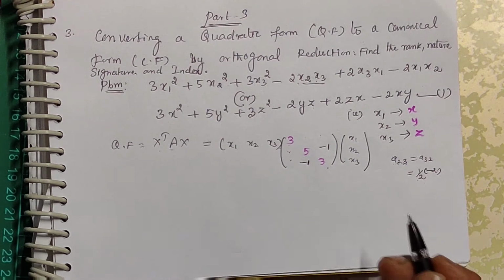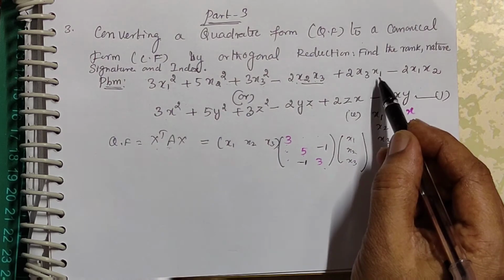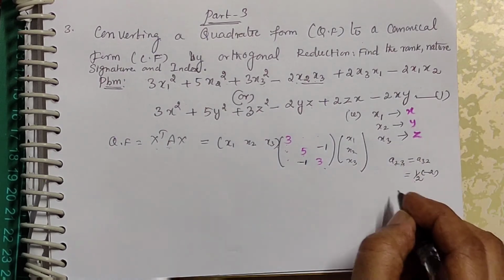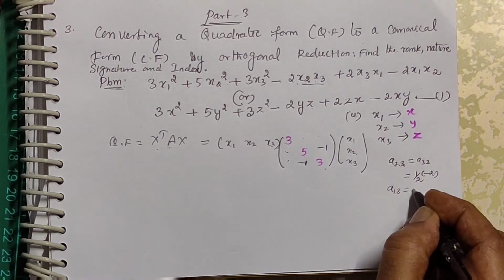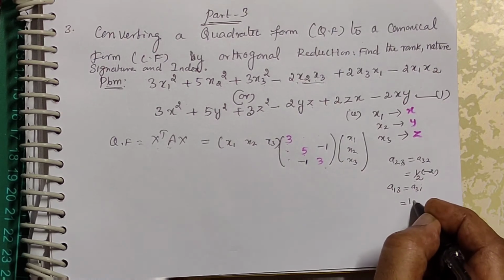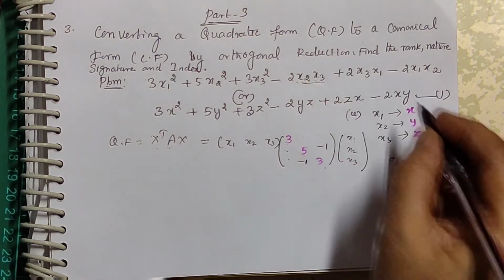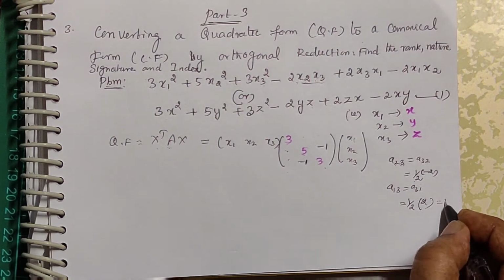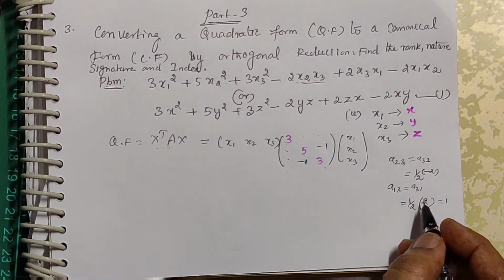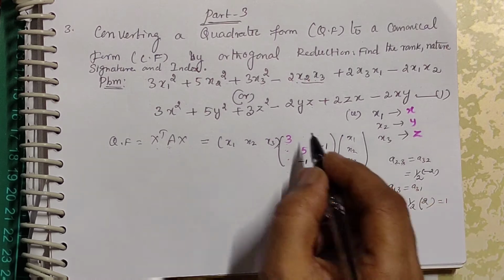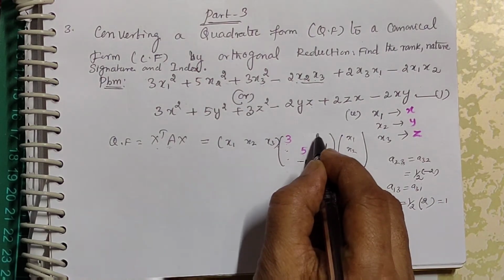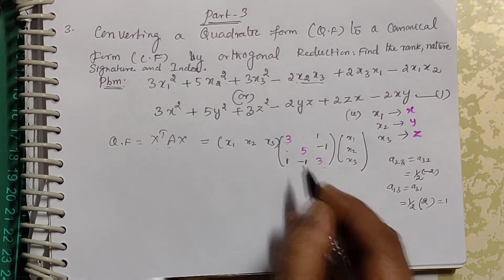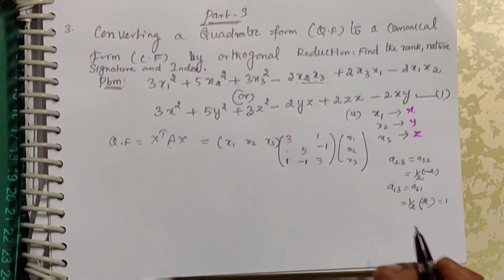Coming to the next term, x3x1, it is nothing but A31 or A13. A13 is equal to A31, which is half the coefficient of x3x1. The coefficient of x3x1 is 2, so we get 1. I can write it as 1 in the places: first row, third column, which has to be replaced by 1, and third row, first column, this place. So you have to replace it. You have replaced it.